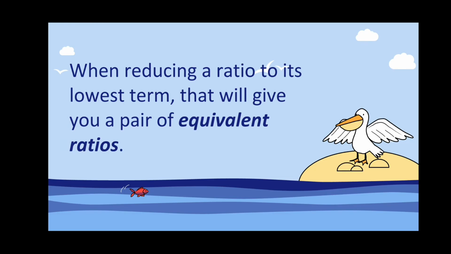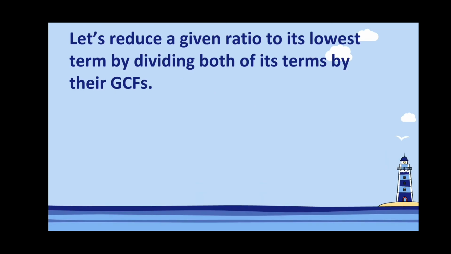When reducing a ratio to its lowest term, that will give you a pair of equivalent ratios. To have a clearer understanding, let's have some examples. Let's reduce a given ratio to its lowest term by dividing both of its terms by their GCFs. So for example, the given ratio is 8 to 10. So i-divide natin yan, yung 8 and 10 by their GCFs. So ano nga ba ang GCF ng 8 and 10?